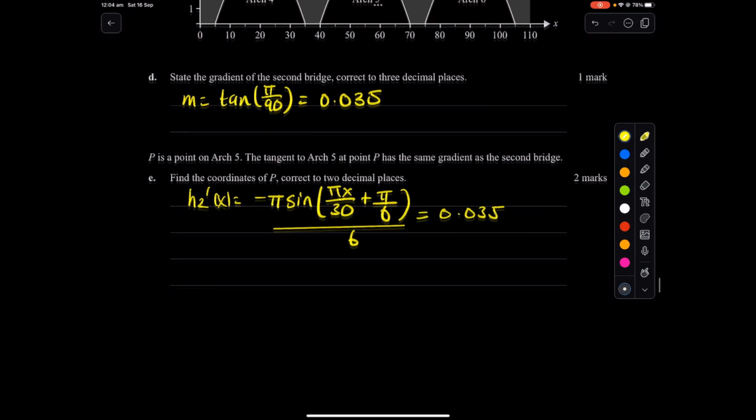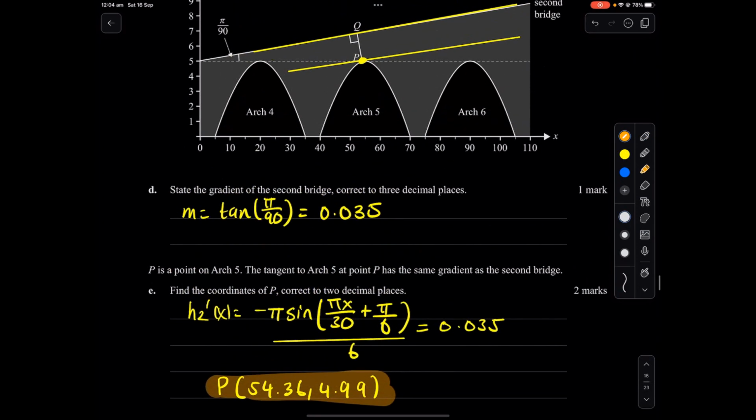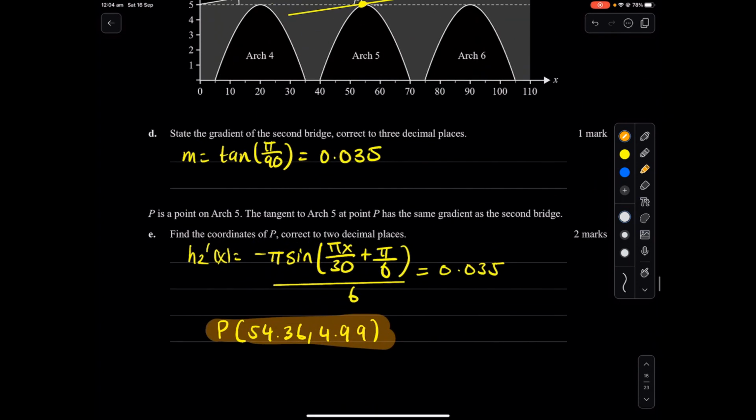So our coordinate of P is 54.36, and to two decimal places, 4.98, 4.99 actually. Yeah, two decimal places. Is that right? Yeah, it looks good. Perfect. 4.99.